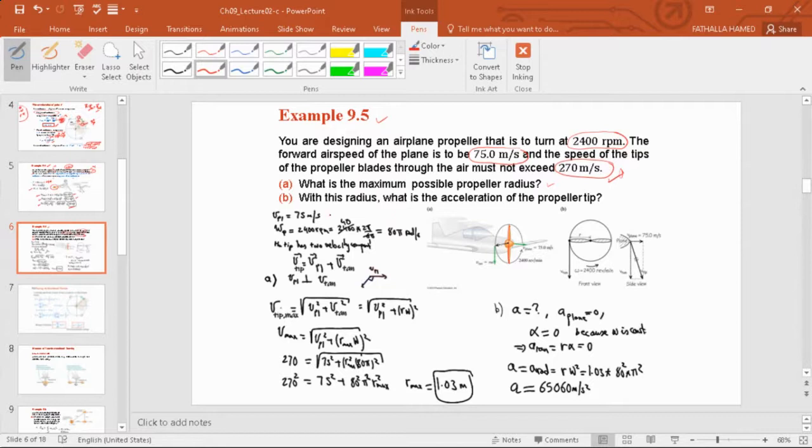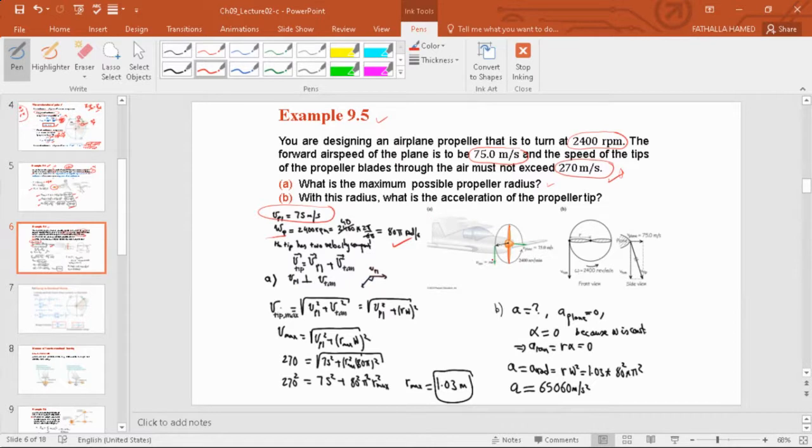Now, we know that we have a forward speed of the plane at 75 meters per second. Now, the propeller having 2,400 revolutions per minute. Each revolution is 2 pi, and we want to make it in minutes, so we have to divide by 60. So here you have 80 pi rad per second. That's basically your angular velocity or angular speed in rad per second.